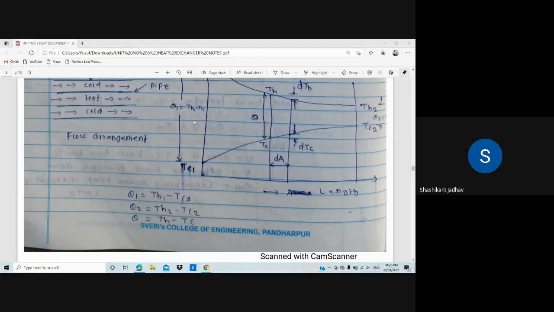We have considered a small elemental area, and for the small elemental area, what will the temperature of the hot fluid be? It will be TH, and the cold fluid temperature will be TC, and that temperature difference is nothing but, so all of you write down, θ is equal to TH minus TC.